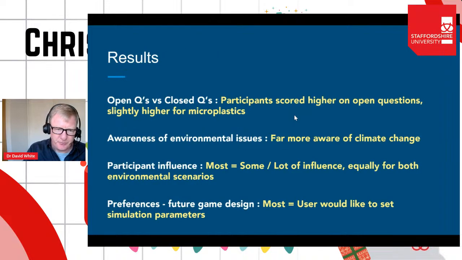remembered about them. So in terms of our results, what we found was that participants scored higher on open questions, and interestingly, slightly higher for microplastics. I say interestingly because we thought, probably quite correctly, that people were far more aware of climate change than they were about microplastics. In climate change it's kind of summer all year round, whereas microplastics is this quite technical idea that the sea urchins are eating plastics, and they don't feel the need to eat as much algae and so on. So that was slightly surprising.